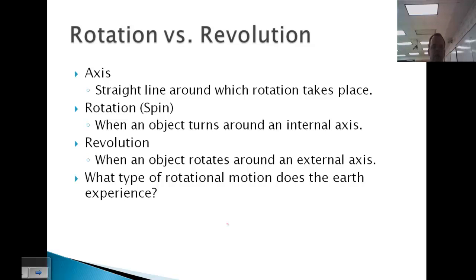A revolution is when you go around an external axis. So you're going around an external point, like the Earth going around the Sun. The Earth revolves around the Sun once every 365.24 days.